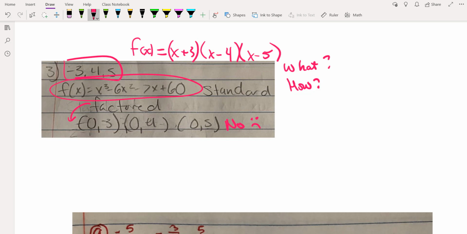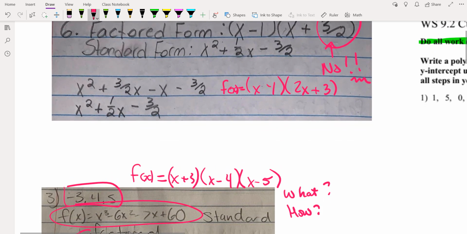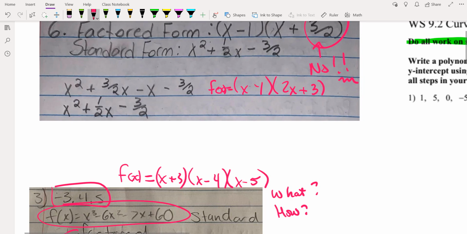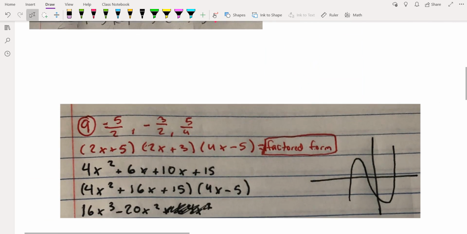In this student's work, they didn't find the y-intercept, and the directions said to determine the y-intercept for each using each method and sketch the graph. There's no sketch, so make sure you can do that. And this is so important: check your answers using Desmos. There should be no reason for you to get any of these incorrect when you check your work. So again, check yourself before you wreck yourself. Because if this were submitted as a quiz, you would get zip, zilch, nada, nothing. And I don't want that to happen.